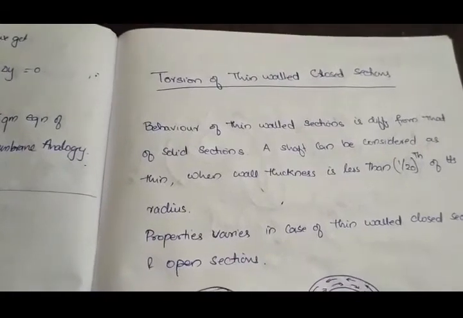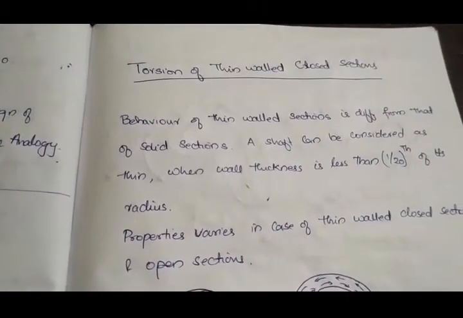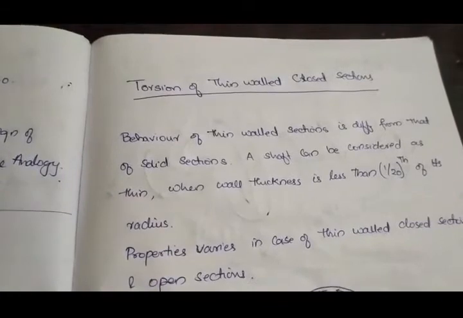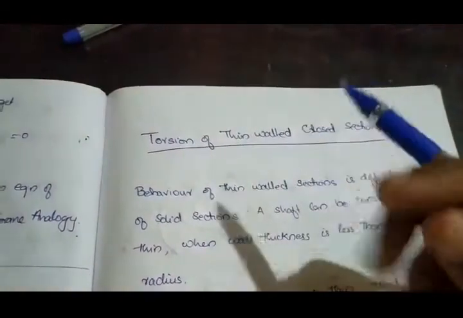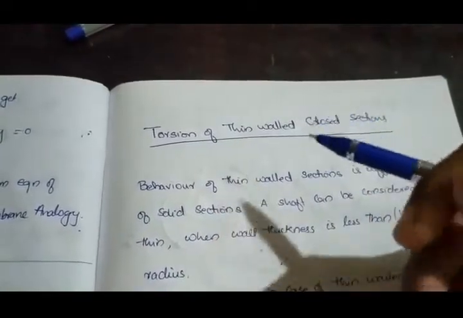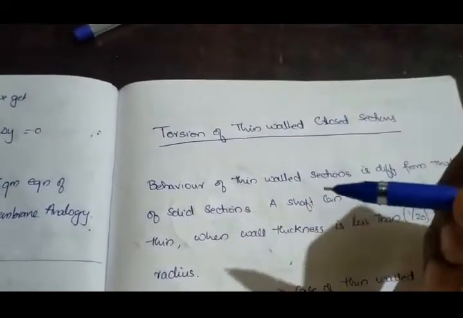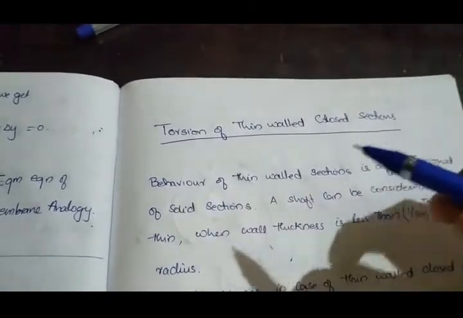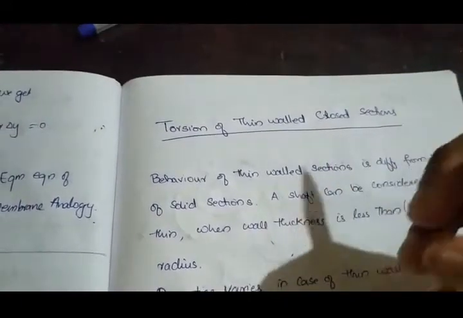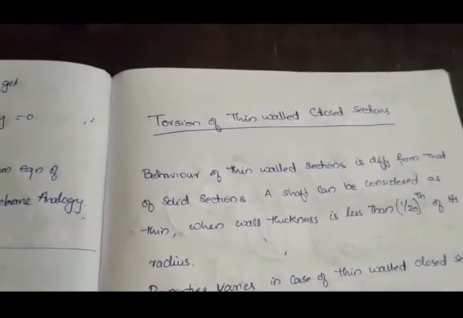Right now we are going to deal with another topic: torsion of thin walled closed sections. Thin wall means it is assumed to be very thin, as that of a soap film. Its cross section is very thin, right? Such thin walled closed sections, what will be the torsion of that is what we are going to discuss.